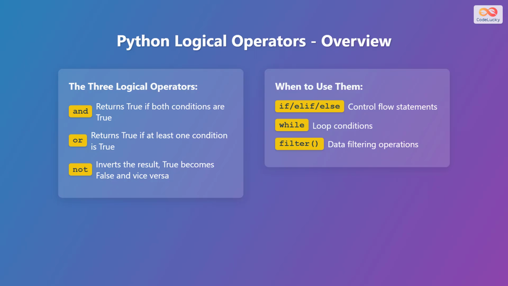Now let's see where these operators can be useful. You can use them in if, elif, and else control flow statements to make decisions in your code. They're also helpful in while loop conditions, which will allow us to continue or stop a loop based on multiple conditions. Additionally, these operators can be used with the filter function for data filtering operations.